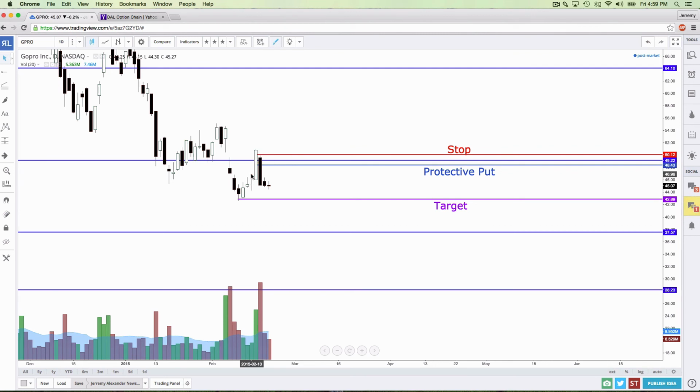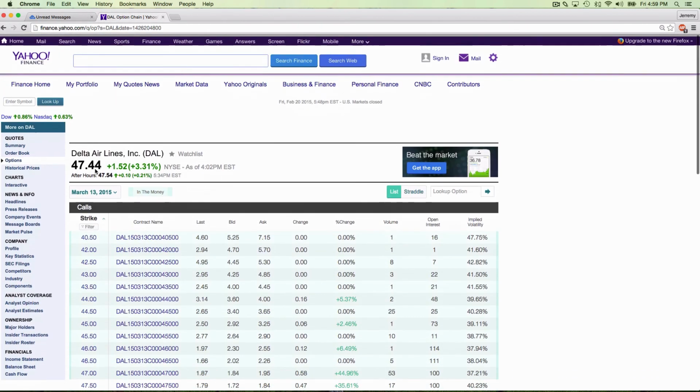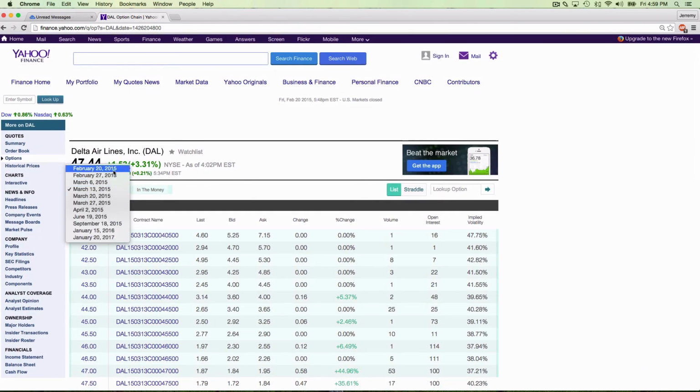Now, if 42.89 is my target, and I did not expect GoPro to get to 42.89 by this week, what could I have done? Well, I could have sold a 42 put expiring this week. I would have brought in about 20 cents, creating a debit spread, and would have offset the cost of the put. Let's say that I still do that, and I do that for next week's expiration.